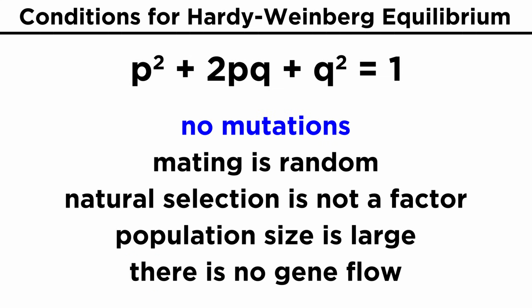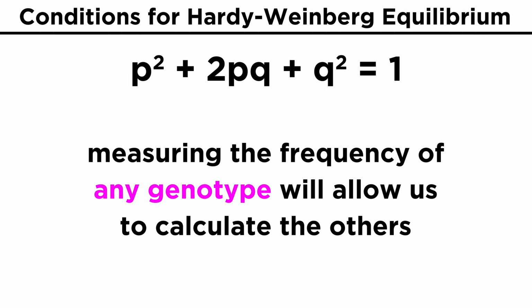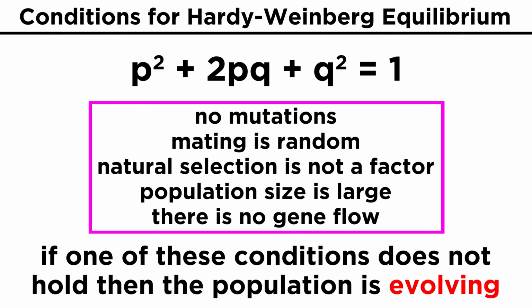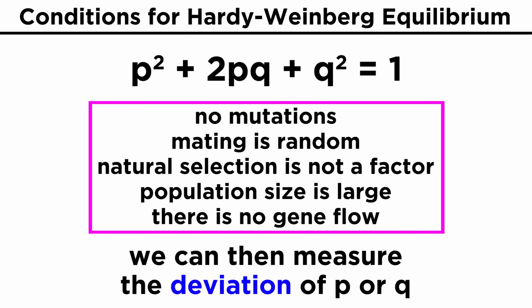These numbers will remain constant if there are no mutations, mating is random, natural selection is not a factor, the population size is large, and there is no gene flow, as these parameters are characteristic of a system in Hardy-Weinberg equilibrium. In such a case, measuring the frequency of any genotype allows us to calculate the others, as they must add up to 1. But when one of these assumptions no longer applies, the population is indeed evolving, so we can measure the deviation of P or Q from the expected value when examining genetic data, and the direction of the fluctuation can offer clues as to the mechanism at work.